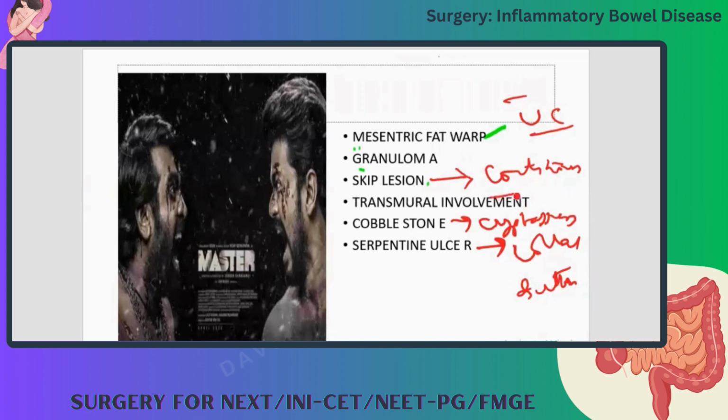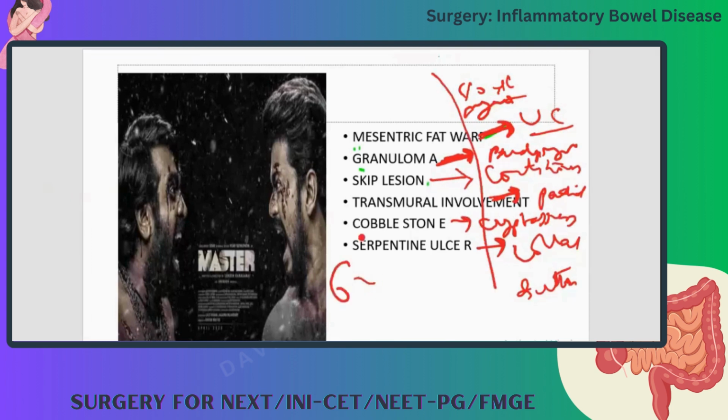Transmural involvement becomes partial thickness here. Granuloma becomes pseudopolyps. And mesenteric fat wrapping, for this remember toxic megacolon. Instead of fat wrapping around, the colon is increasing in size. This is toxic megacolon. So 6 into 2, 12 points are with you, right? Yes, sir. So memorize 6 and after that start memorizing the other 6. This is very, very important.